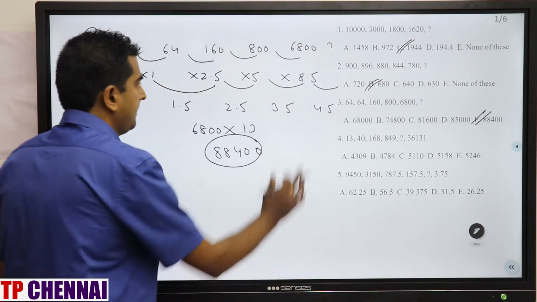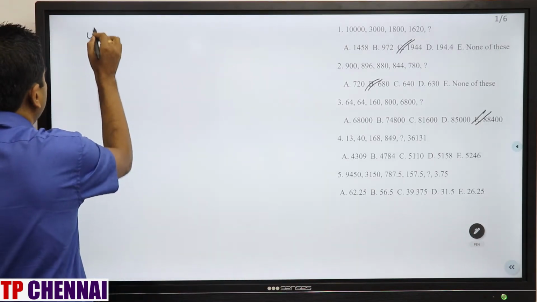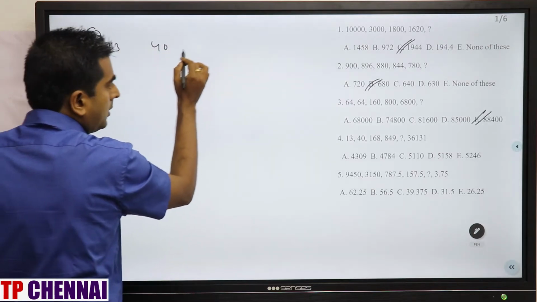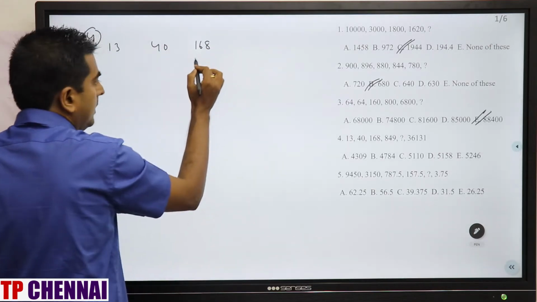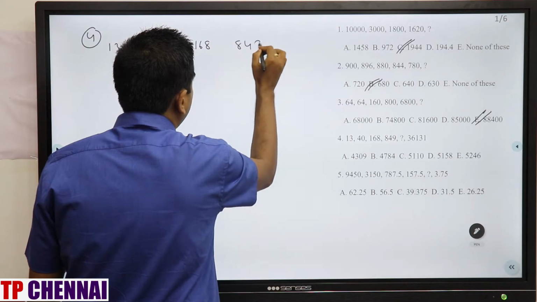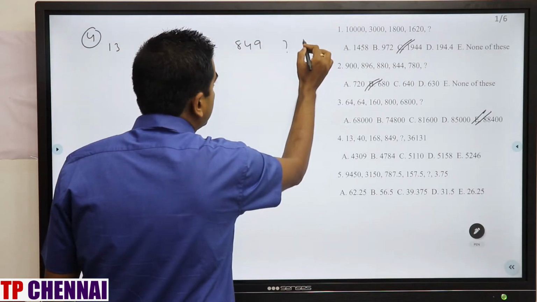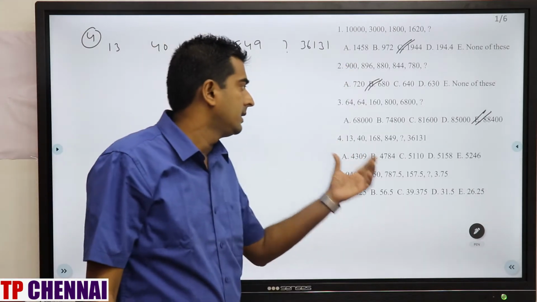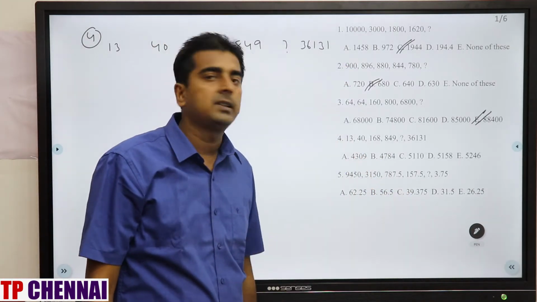Clear? Now we will see question number 4. 13, 40, 168, 849, question mark, 36131. Straight away we can say 168, 849, 36,131.